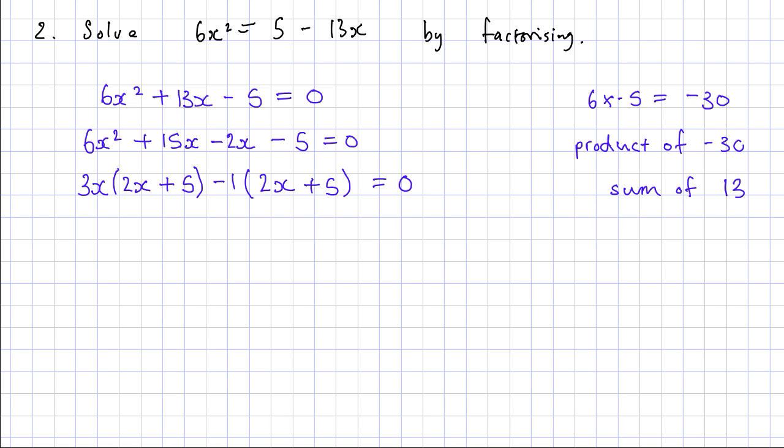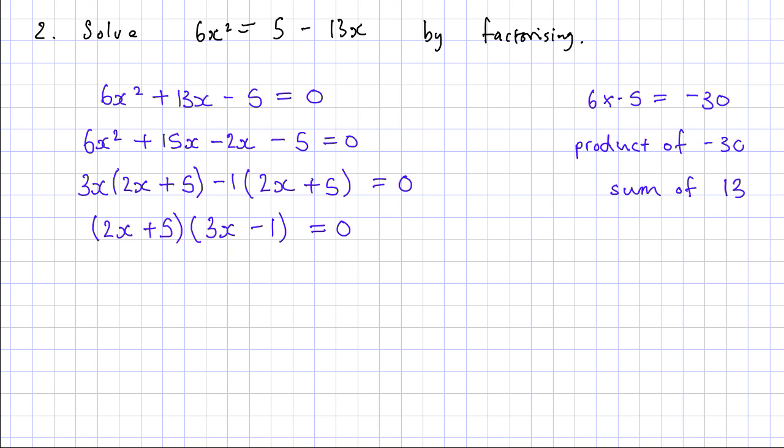Now I have a common factor of 2x plus 5 here and 2x plus 5 here, so I'm going to factorise that. So 2x plus 5 times, I have 3x and minus 1, so 3x minus 1, and this is equal to 0. Now again I have something here times something here is equal to 0. So either this bracket is equal to 0 or this bracket is equal to 0.